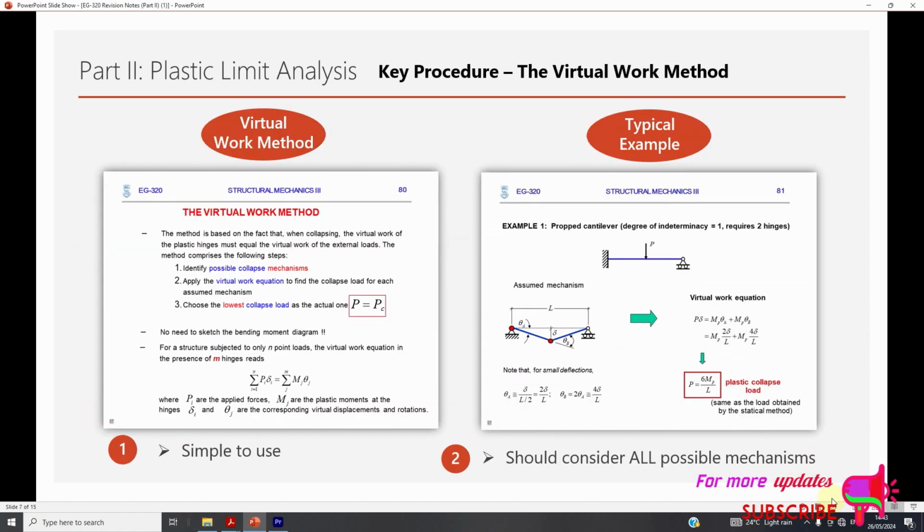Key procedure, the virtual work method. The method is based on the fact that when collapsing, the virtual work of the plastic hinges must equal the virtual work of the external load.